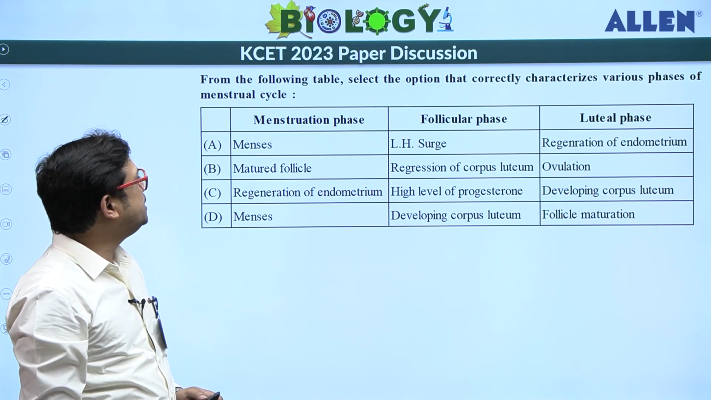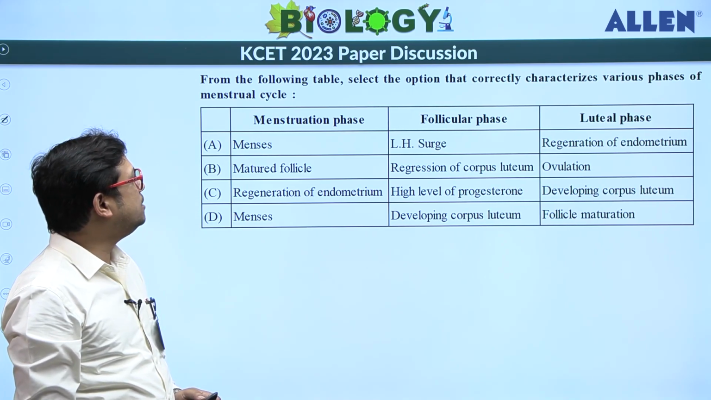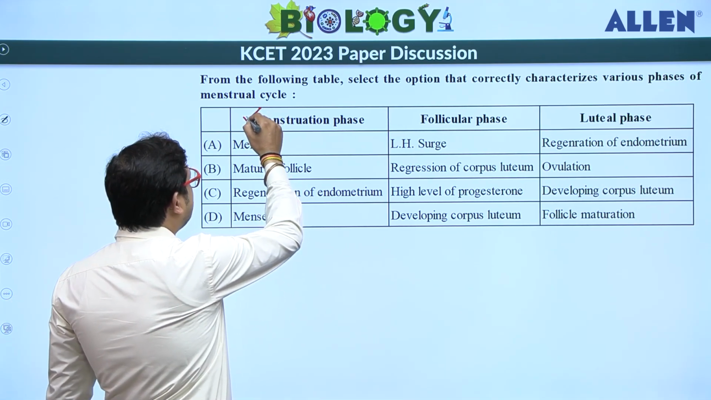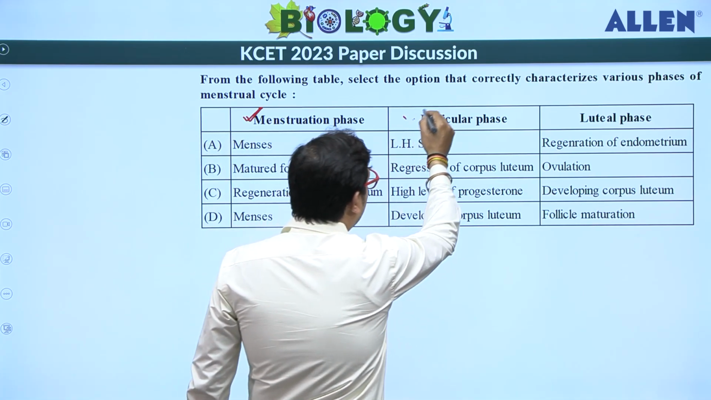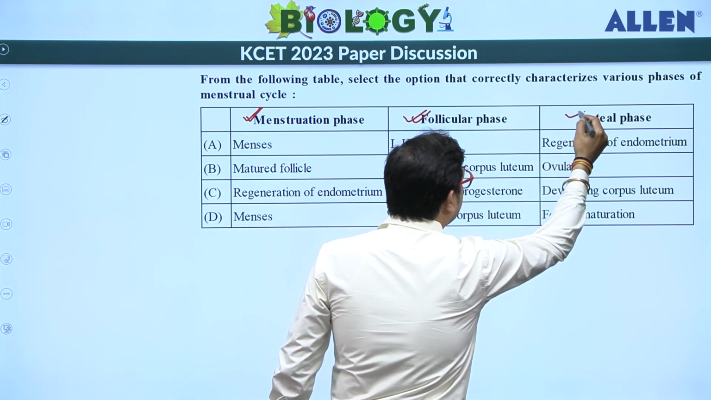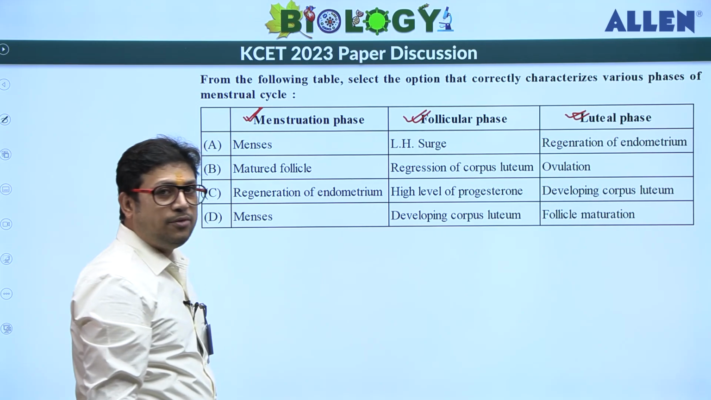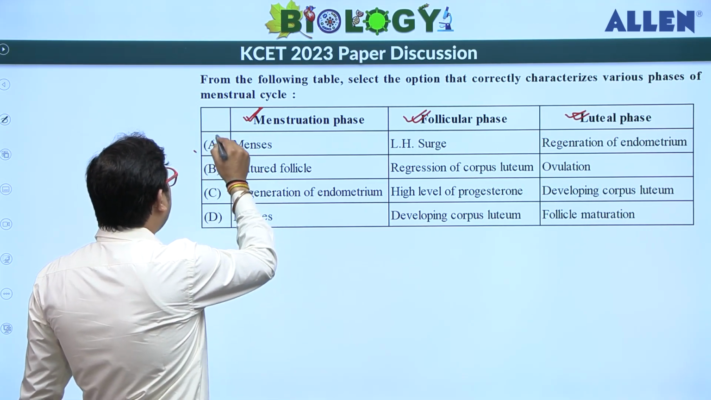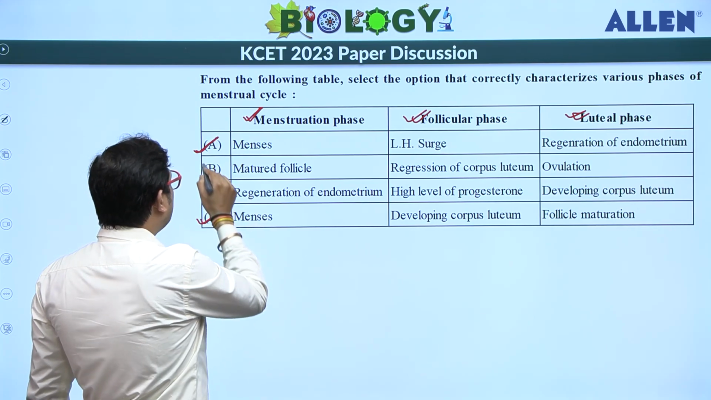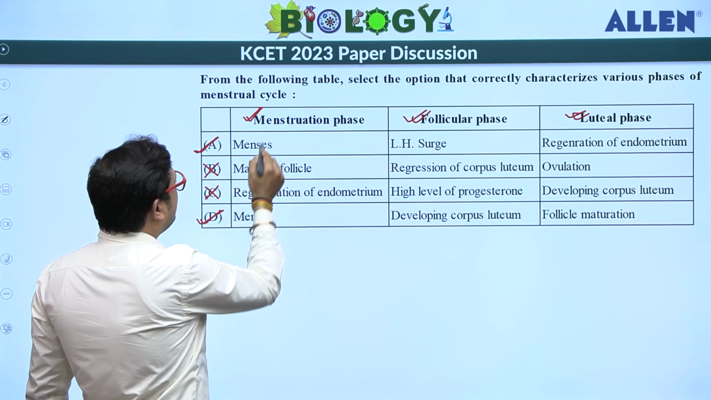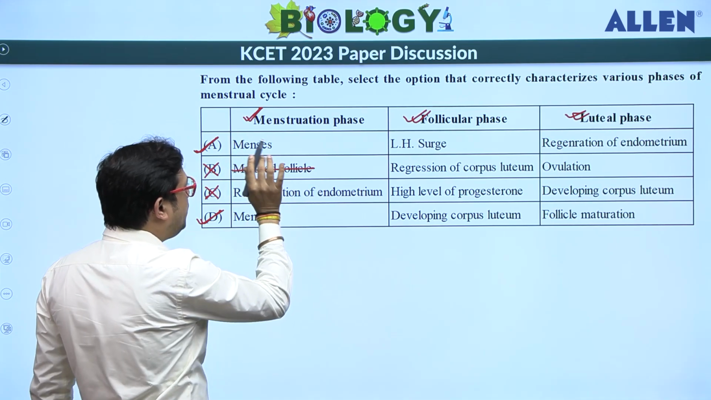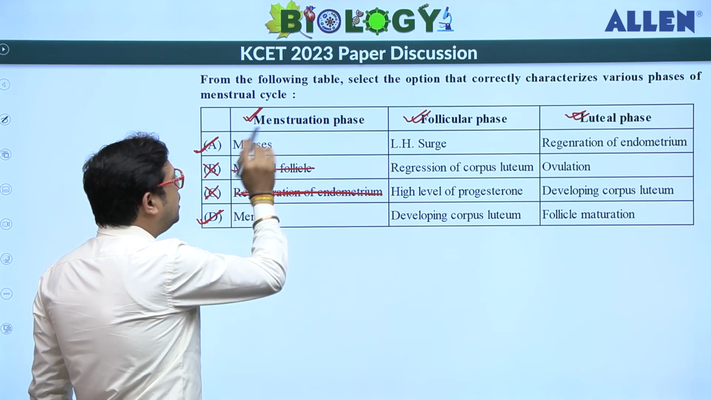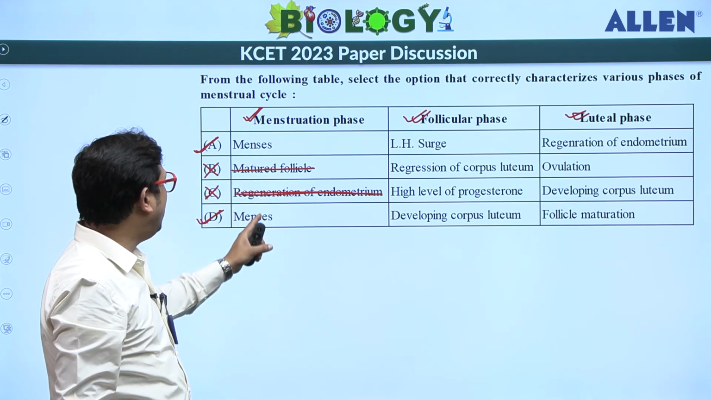Next, from the following table, select the option that correctly characterizes the various phases of the menstrual cycle. So in the menstrual cycle, different phases have been mentioned: menstruation phase, follicular phase and luteal phase. Now we know that during the menstrual phase, menstruation or menses will occur. So answer is either A or D. So straightaway eliminate B and C. Mature follicle is not formed during the menstruation phase, and regeneration of the endometrium will not occur in the menstruation phase. So either answer is A or D.